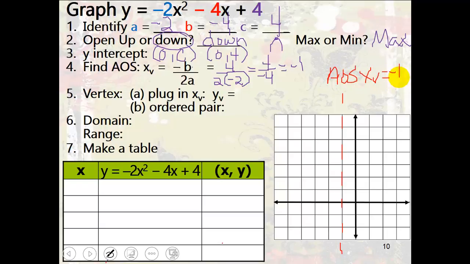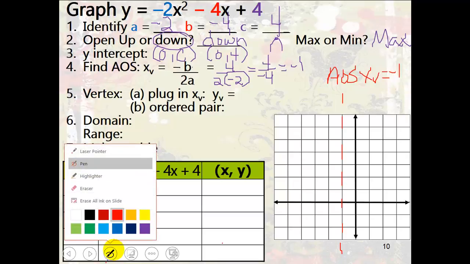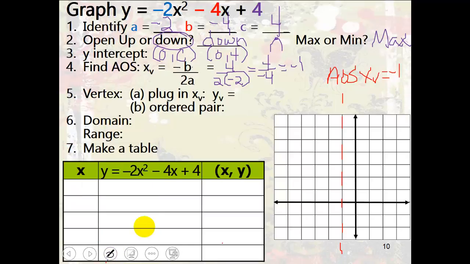Okay. Now I'm going to plug it into my equation to figure out what my y value is. So I'm going to go negative 2 times negative 1 squared minus 4 times negative 1 plus 4. I'm going to keep working this way. This negative 1 squared is 1. 1 times negative 2 is negative 2. Negative 4 times negative 1, that's plus 4. And then I have plus 4. So this is 4 plus 4 is 8 minus 2 is 6.